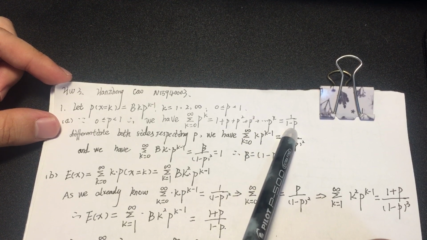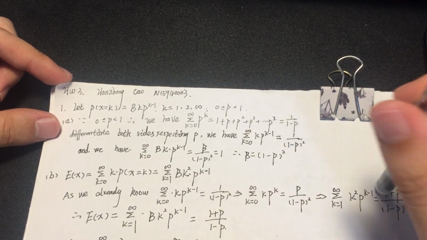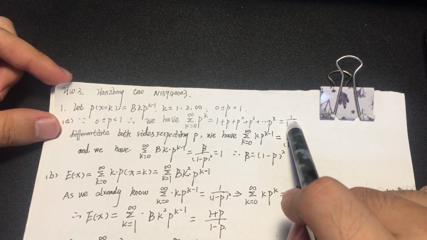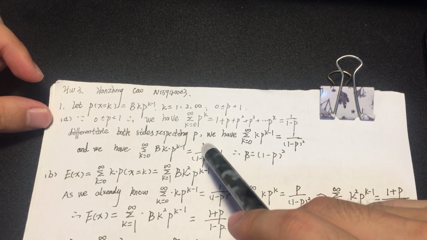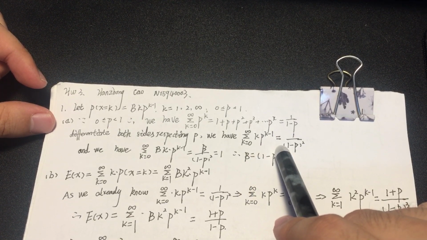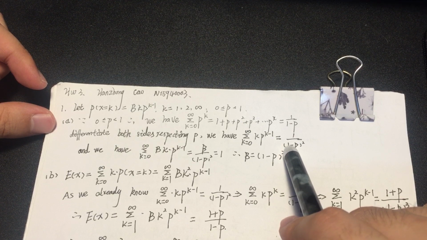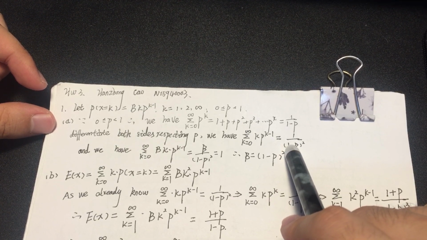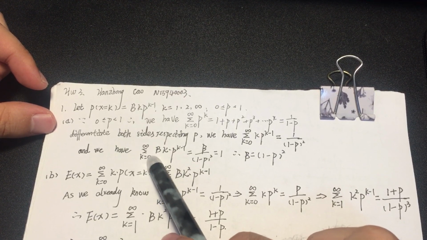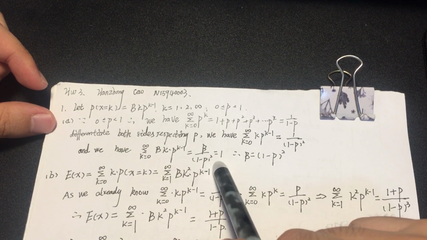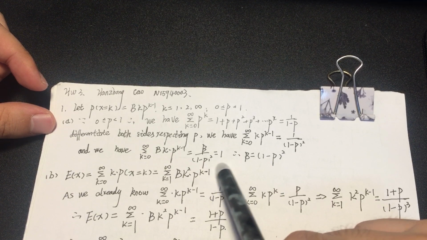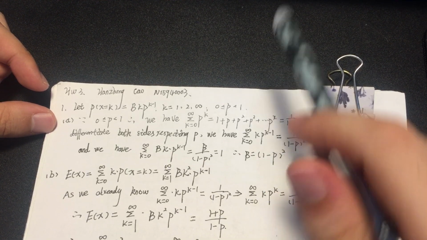We learned them from high school, right? So the left side and the right side we know, and we can differentiate both sides with respect to p, and we can get this equation. If we want to make this equation a mass function, we have to make sure that the sum over k from 0 to infinity of this equation equals 1. So we have to make sure that b satisfies this equation. So b is this equation.